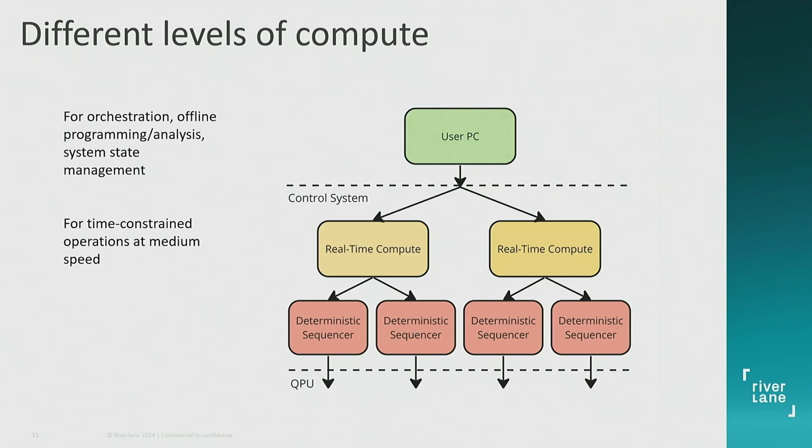Then at this middle layer, we introduce what we call real-time compute nodes. These are targeted at time-restricted operations at medium speed. So that would correspond to the category of within the calibration drift that Andrea mentioned earlier. And then finally at the bottom, we have those deterministic sequencers, which are microprocessors with a very small instruction set, but are very efficient at executing them, which means very low latency and absolute deterministic control.